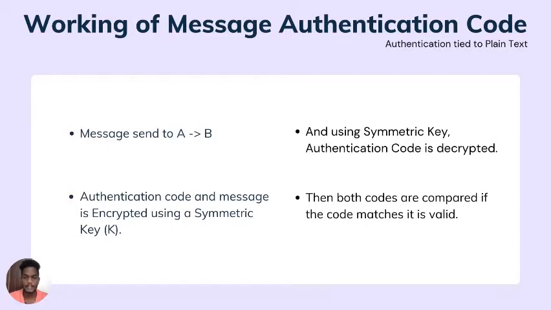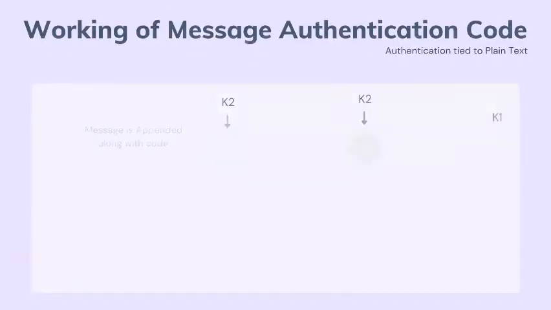Here we will be using authentication tied to plain text. In this, the message is also encrypted and the MAC is also encrypted. Here the message and MAC both are sent to user B, and he will also use the authentication function and produce an authentication code, that is the message authentication code, and he will compare both the codes. If both the codes are equal, he will be able to access it.